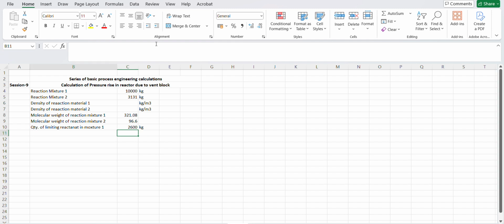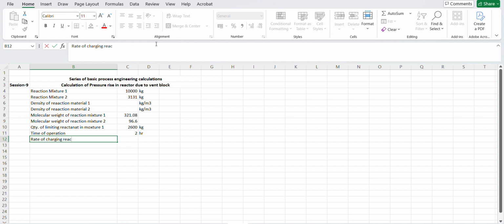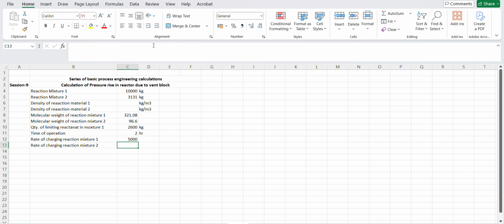Then we have to calculate the max pressure rise for the reaction time. So here we take the time of operation as 2 hours. You can consider it as per your process parameters. Then 2 hours is the charging time, so we can calculate the rate of charging of reaction mixture 1 and the rate of charging of reaction mixture 2. We can calculate that simply by dividing the total quantity by 2, which is the rate of charging. It is in kg per hour.